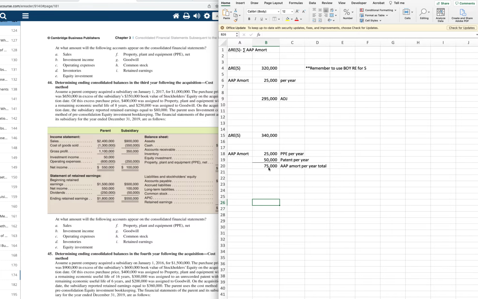Okay, so now we can plug this into our formula, and so we're going to say equals the change in retained earnings minus, and then the 75 times 3 years, because we're on to the 4th year, so we need to bring it to current. It would be times the 3 years prior to this, so times 3, and we get 115,000 as our adjusting entry to bring this from cost method to an as-if equity method. I hope that helps.